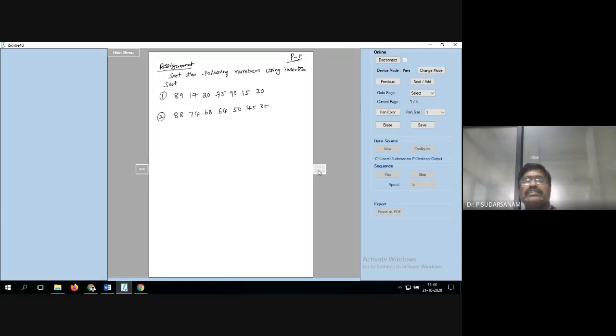89, 70, 20, 75, 90, 15, and 30. So the second one is the worst time complexity, because every time all the values will be swapping. Both the loops are executing for all the possibilities. The first one I have given in the normal way, and the other is called the worst case time complexity.